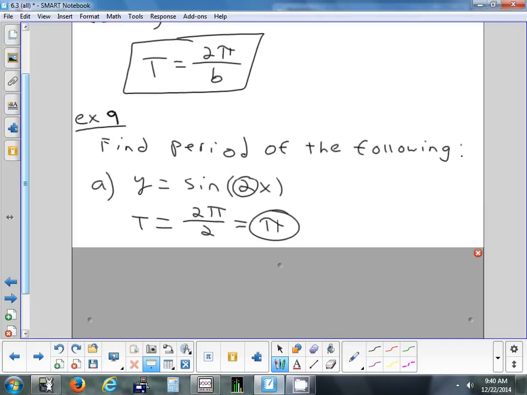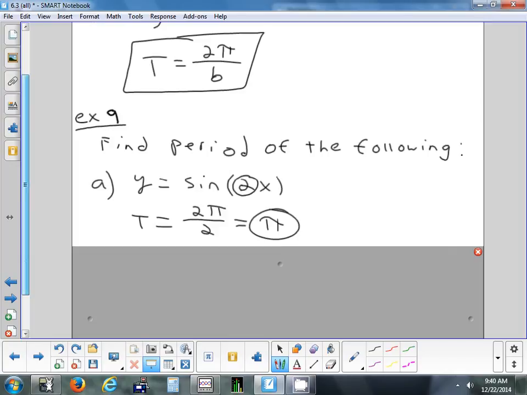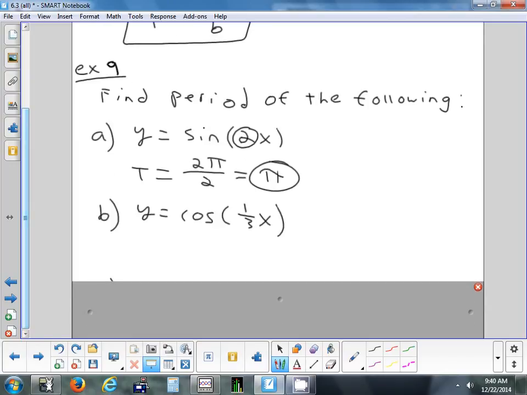Always do your phase shift first, then period change, then vertical stretch, then vertical shift. It is possible with the vertical stretch, you could have a reflection. You can do that right after the vertical stretch if you need to. Might not always be there. And you just do each one at a time, just like I showed you. Okay, so that's your order for multiple transformations.